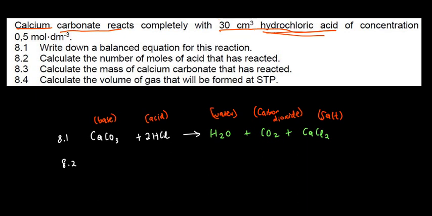And let's remember, how do we convert centimeter cubed to decimeter cubed? Because we don't work in centimeter cubed. We divide by 1,000 to get decimeter cubed. So we're going to divide that by 1,000. So now we can calculate the number of moles of acid that had reacted.